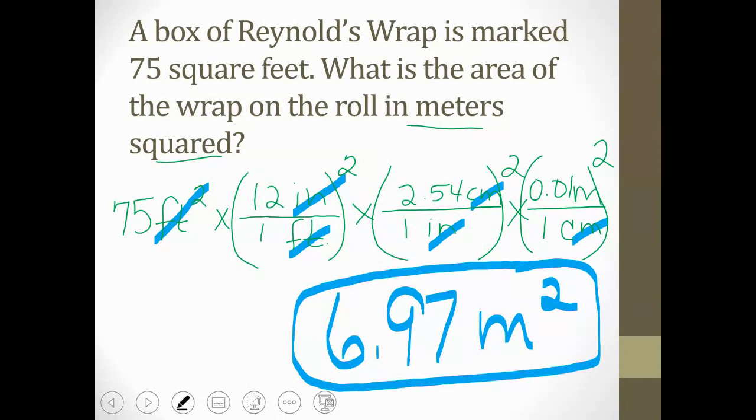Now, I wouldn't really have had to do this because my roll of aluminum foil actually had that answer. Many products today are marked in both English and metric units because of international companies, and we are a country that still uses these English units like feet squared, but many countries in the world use metric units like meters squared.